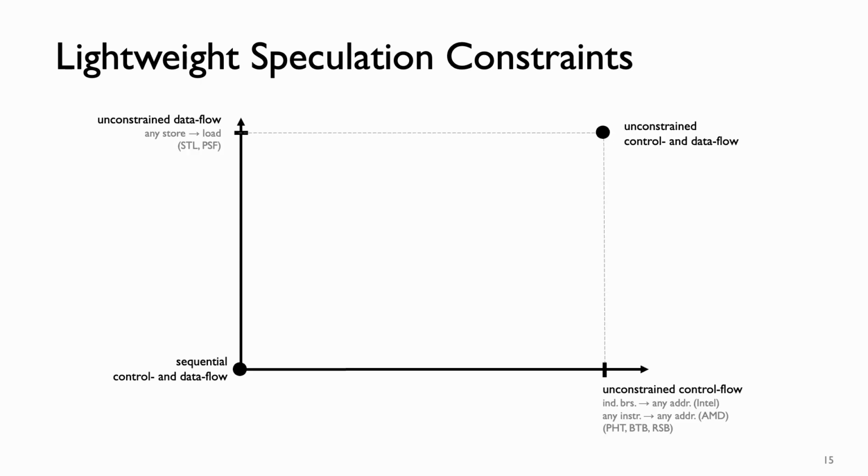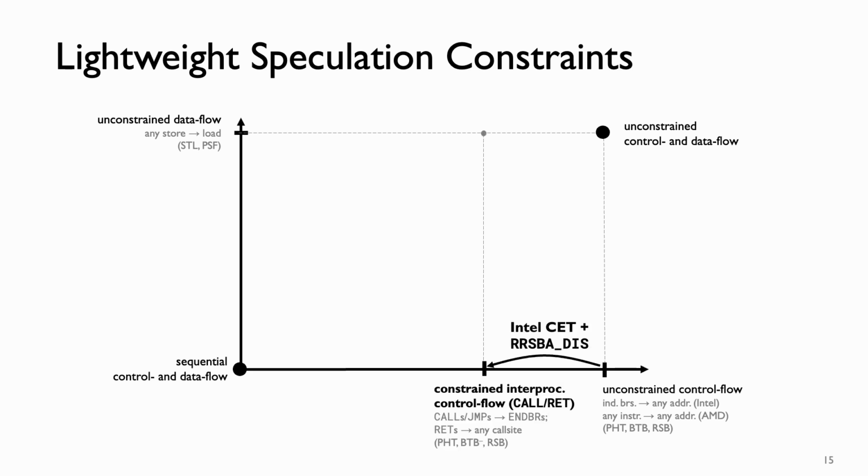But on the top right corner, we have the default operating mode of modern processors, which exhibit unconstrained transient control flow and data flow. And so we've already seen how Serberus constrains transient control flow. It does so with Intel CET and the RRSBA disable speculation control. Together, these ensure that transient control flow can't leave the control flow paths that are analyzable at compile time. However, unconstrained transient data flow is also a problem. It makes common static analyses like alias analysis useless, since a load may read from any store, including those to a different address.